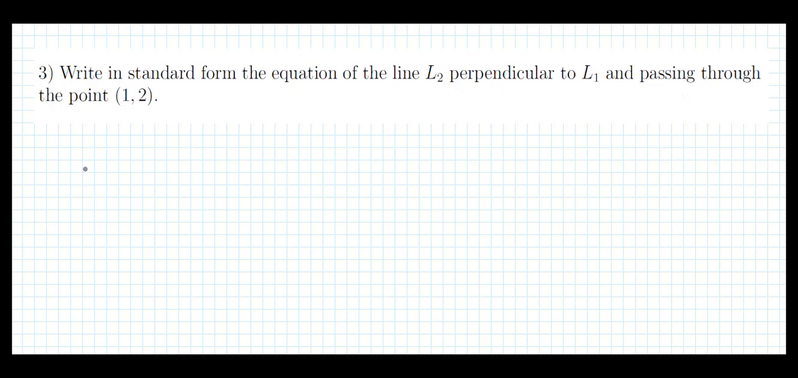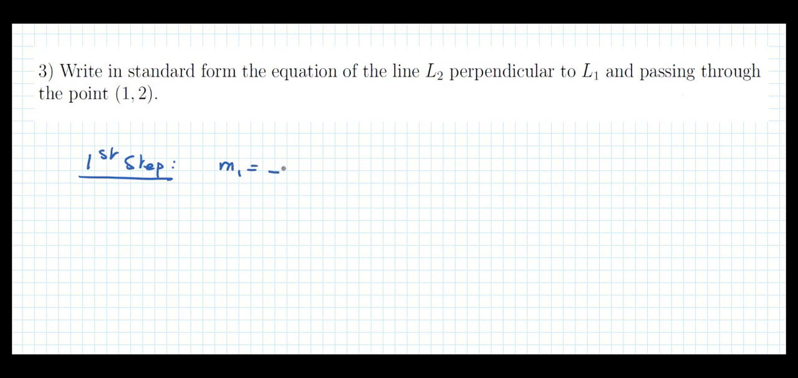So to find the equation of the line which is perpendicular to L1, we know that in the first step we should find the slope of L1. So the slope of L1, which is m1, and which we noted from the previous question, is equal to minus 2.